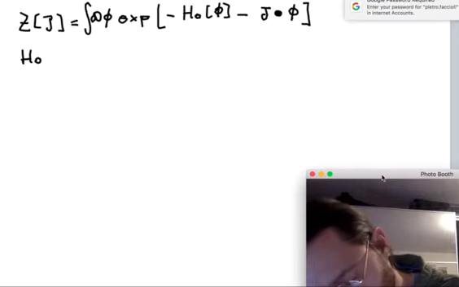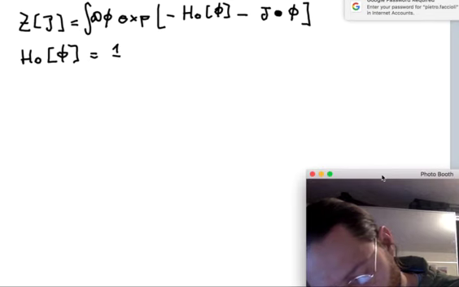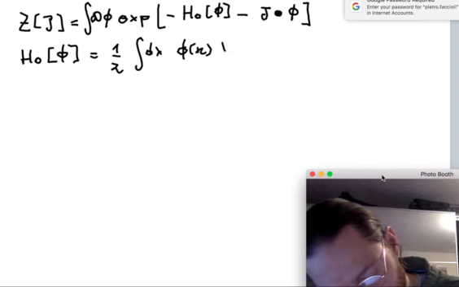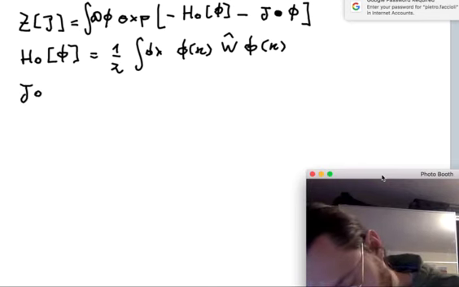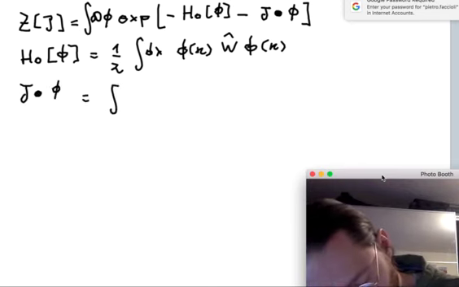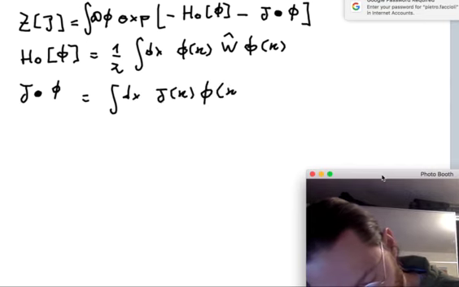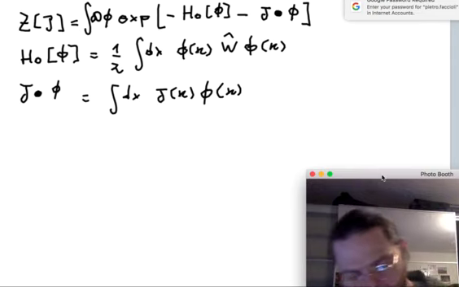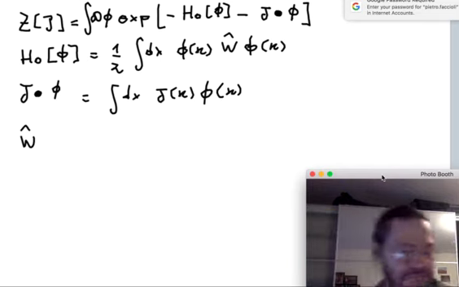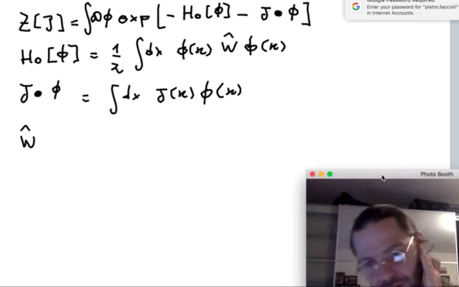And H naught is a functional of the field and was defined to be 1/2 ∫dx phi of x W phi of x, while the product was nothing but the integral between the source and the field. And finally, the operator W was whatever Hermitian operator you can think of.